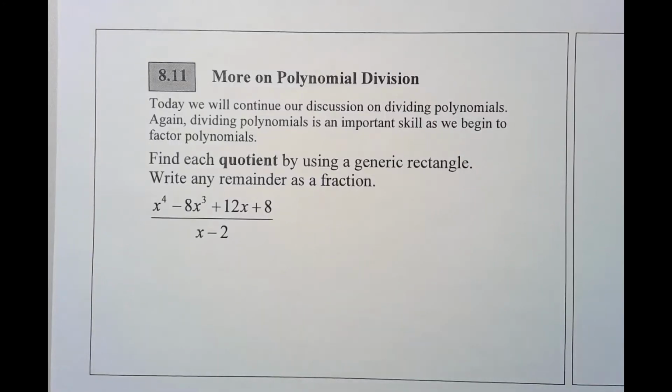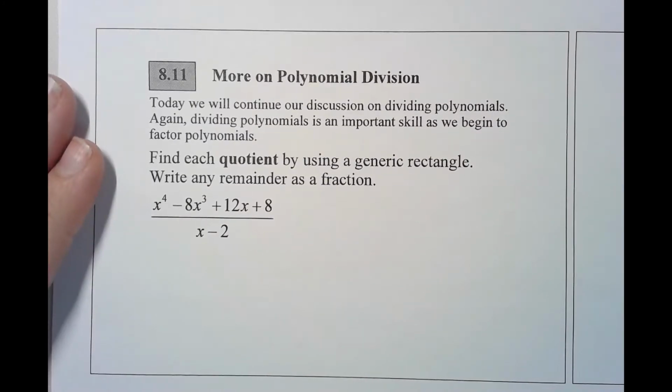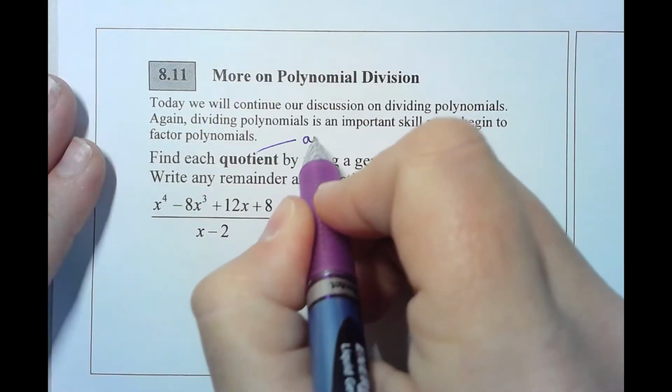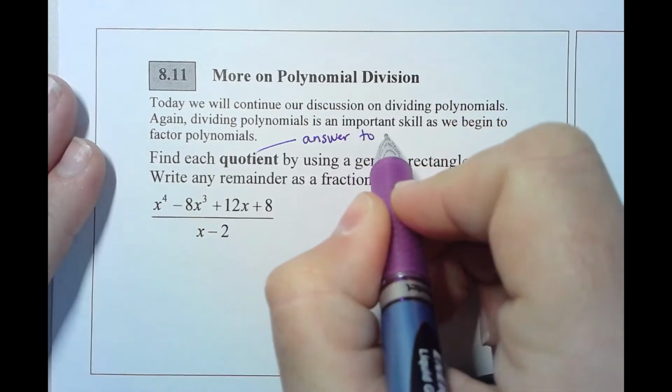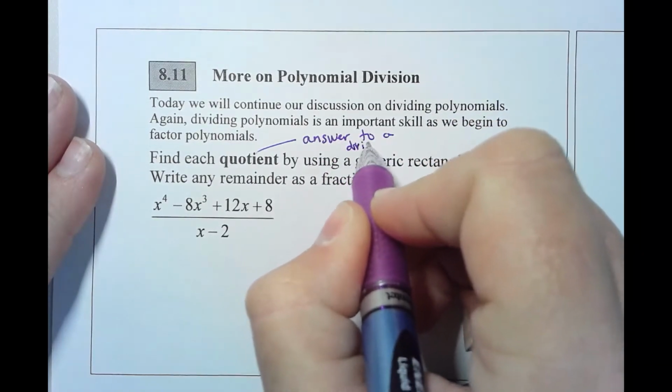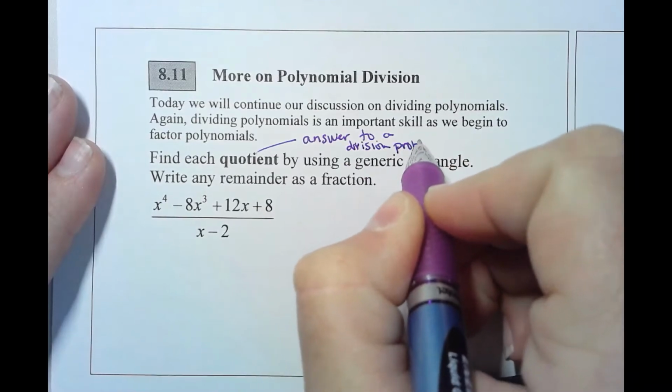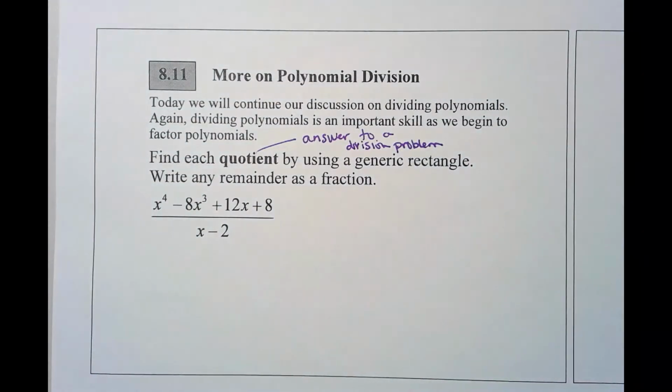All right, today we're going to continue our discussion on polynomial division. And again, the reason we're going to be spending so much time here is that dividing polynomials is an important skill as we begin to factor polynomials in the coming days. All right, so we're going to find each quotient by using the generic rectangle. Remember, a quotient is the answer to a division problem. Some vocabulary change. And again, just like yesterday, we're going to write any remainder as a fraction.